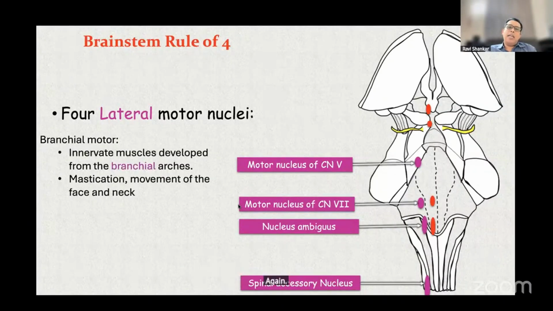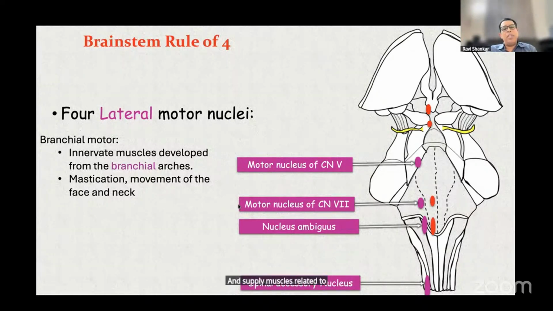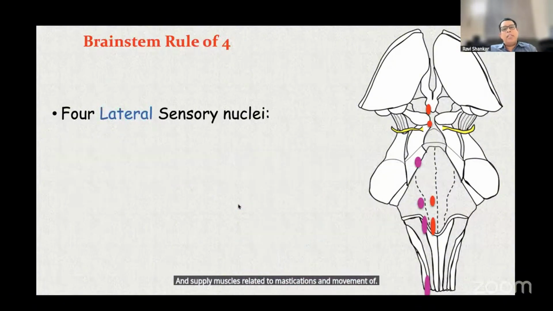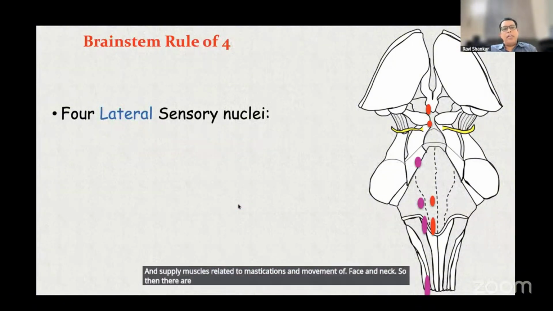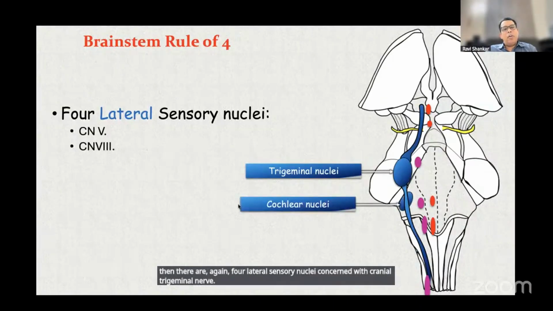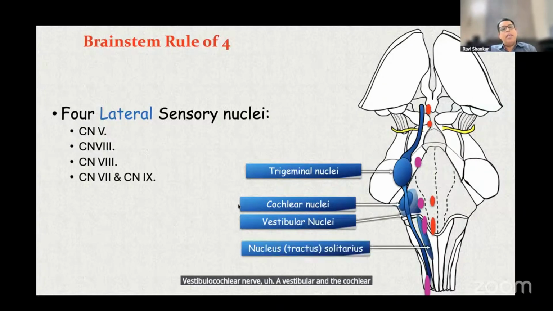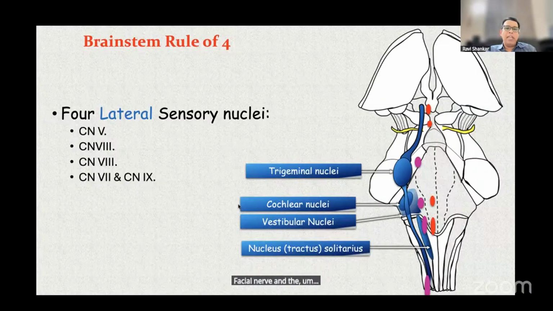Again, these have an embryological basis for their situation and laterality, for the fact that they innervate muscles developed from branchial arches and supply muscles related to mastication and movement of the face and neck. Then there are again 4 lateral sensory nuclei concerned with the trigeminal nerve, the vestibulocochlear nerve, vestibular and cochlear parts, the facial nerve, and the 9th cranial nerve.